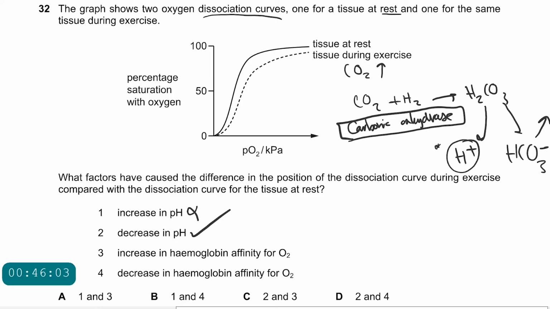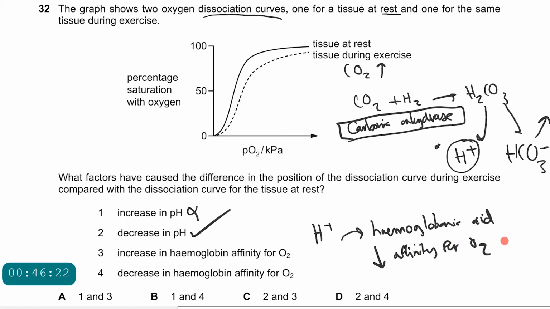Point 3, increase in hemoglobin affinity for O2. This is incorrect because as H+ ions bind to hemoglobin, it forms haemoglobinic acid, which has a low affinity for oxygen. Therefore, haemoglobinic acid unloads oxygen actually faster than the normal hemoglobin. Therefore, there's a decrease in hemoglobin affinity for O2. Therefore, 2 and 4 are correct, so the answer is D.